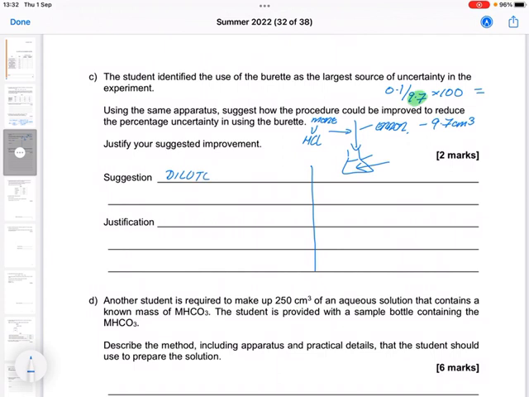I can use dilute or more dilute HCl. So that's one suggestion that I could use. And the justification then is a larger titer or a larger volume would be used. And alternatively, what I could have had is use a larger mass of MHCO3, and again it's the same thing. So a larger mass of MHCO3 also means that a larger titer of HCl would be required in order to neutralise that.